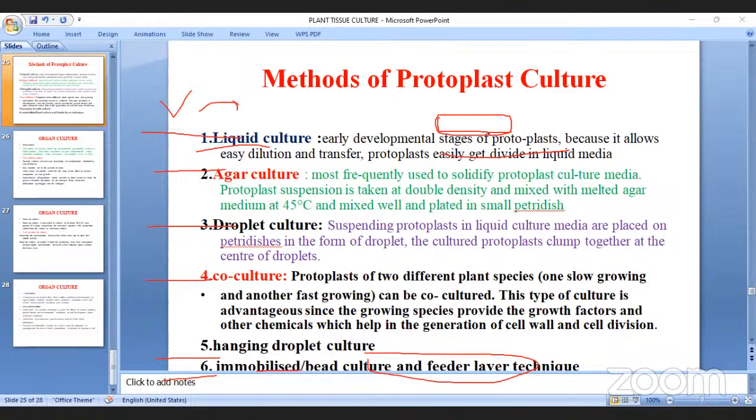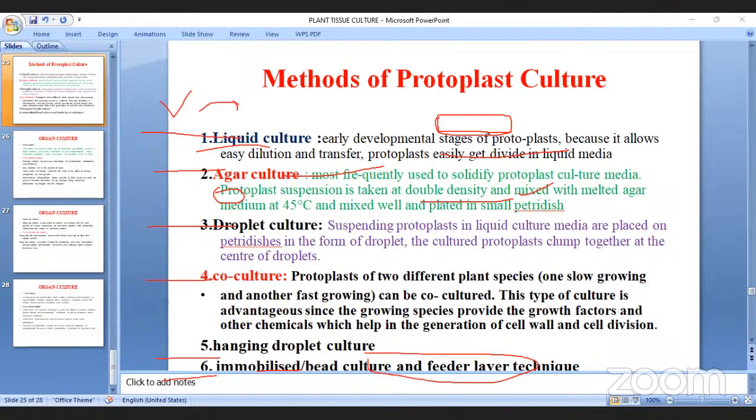After colony formation compactly, now we utilize the agar culture medium. Agar culture medium is most frequently used for the protoplast culture media. And also this culture media is kept at a temperature of 45 degrees centigrade and placed in small petri dish. This is the culture media. Next, droplet culture.